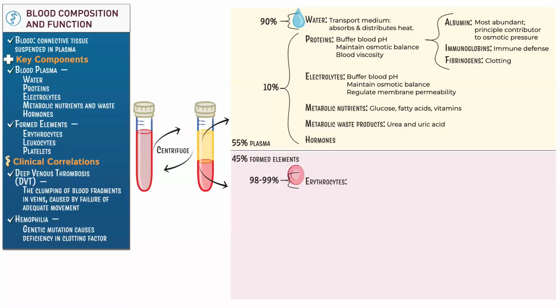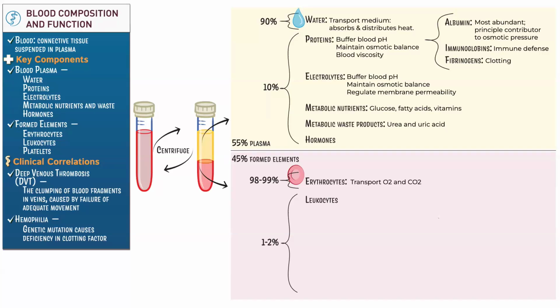Show that erythrocytes constitute 98 to 99% of the formed elements in our test tube. Erythrocytes lack nuclei and most other organelles. Write that erythrocytes transport oxygen and carbon dioxide in the body. They use hemoglobin for this transport. Next, illustrate that leukocytes and platelets constitute the remaining 1 to 2%. Platelets are the more abundant of the two.